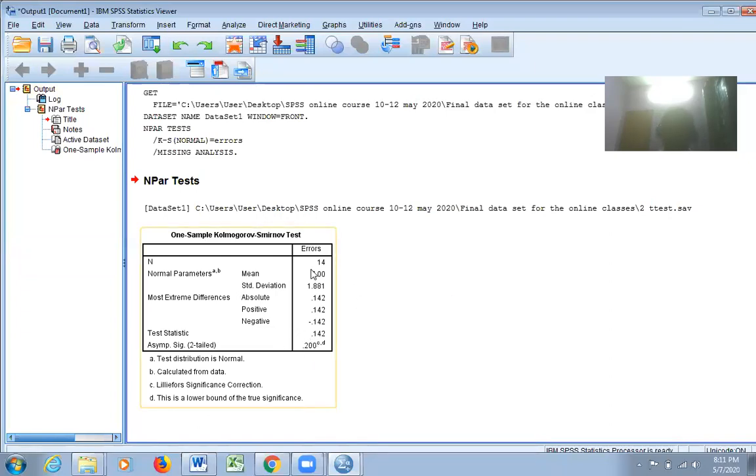You have to look at only one value, the Sig two-tailed value. Only this one value you have to look at. If the Sig value, two-tailed value, is more than 0.05, it means that the data is normally distributed. If the Sig value is less than 0.05, it means that the data is not normally distributed and you cannot conduct a parametric test for this particular variable. Fine, good. So this is how you can check whether the data is normally distributed or not.